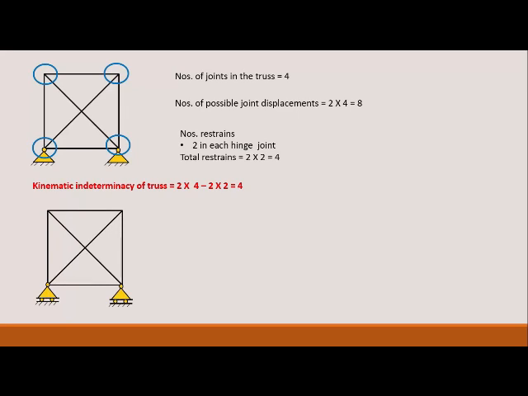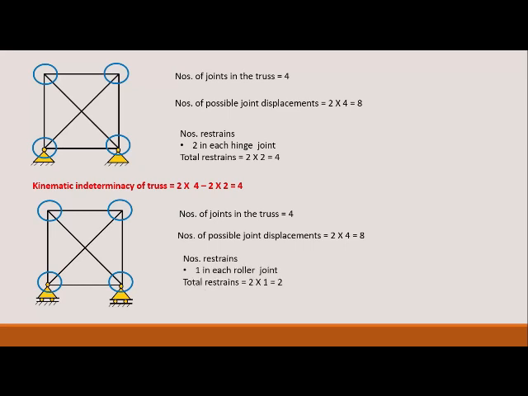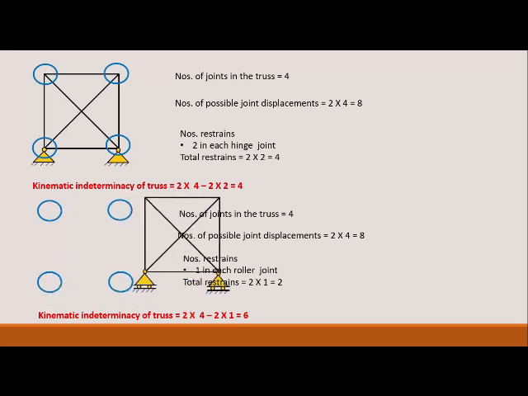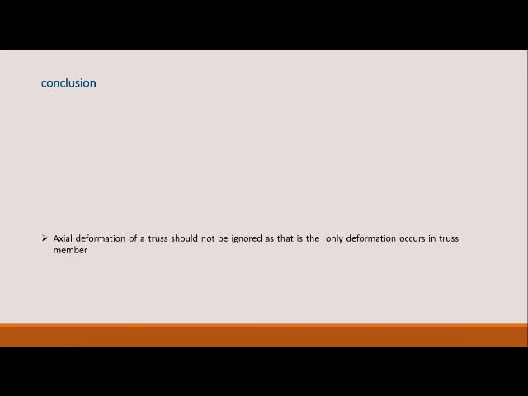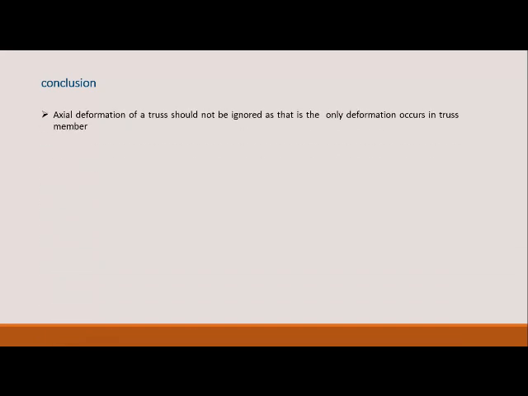Let us now consider this truss, where we again have 4 joints and 2 vertical restraints. The total number of restraints is 2 and the number of possible displacements is 8. So it may be said that the truss is kinematically indeterminate by degree 6, but here again the possible horizontal movement has no restraint. So the kinematic configuration shows that the truss is unstable. Now the conclusion for the truss: axial deformation of the truss should not be ignored, because there is only axial deformation in the truss, so it should be considered. And the higher the kinematic indeterminacy, again it is a stability problem.